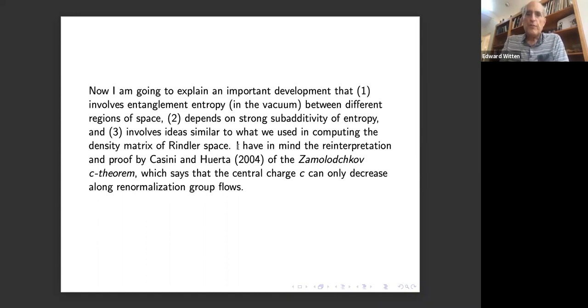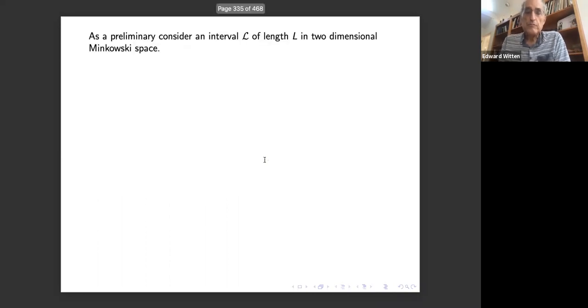The initial proof of Zamolodchikov was in 2 dimensions, and the original reinterpretation by Casini and Huerta was also in 2 dimensions. And I'm only going to explain the 2-dimensional version. There are versions of this argument in 3 and 4 dimensions. Not yet in 5 or 6 dimensions.